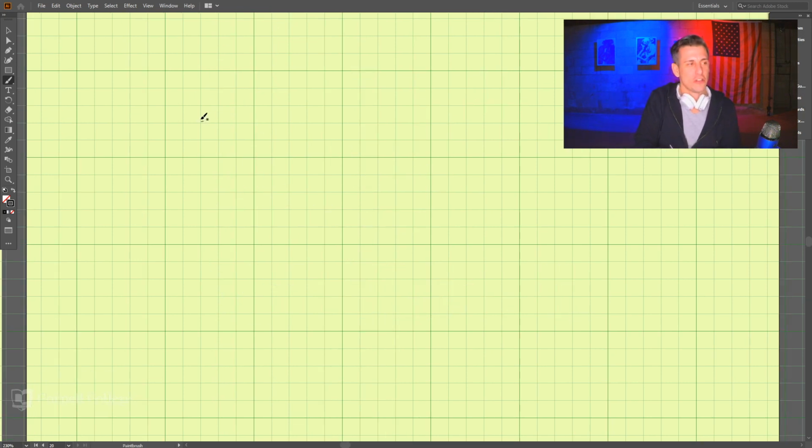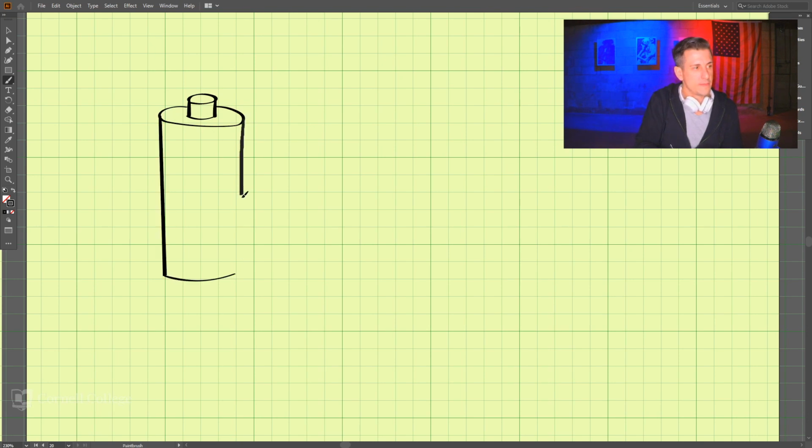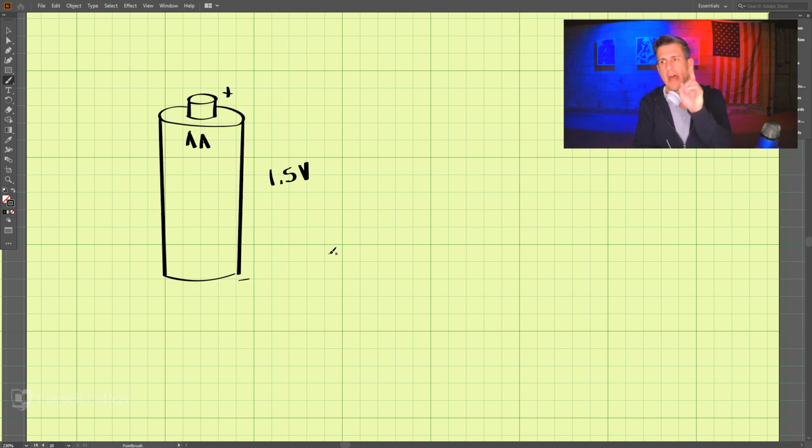Okay, so let's take a look at an example of a battery. So just a small battery. I'm going to draw an image of a battery here. In the United States, we call these maybe a AA battery. All right, we have our positive and our negative down here. And these are usually 1.5 volts. Each one battery is 1.5 volts.